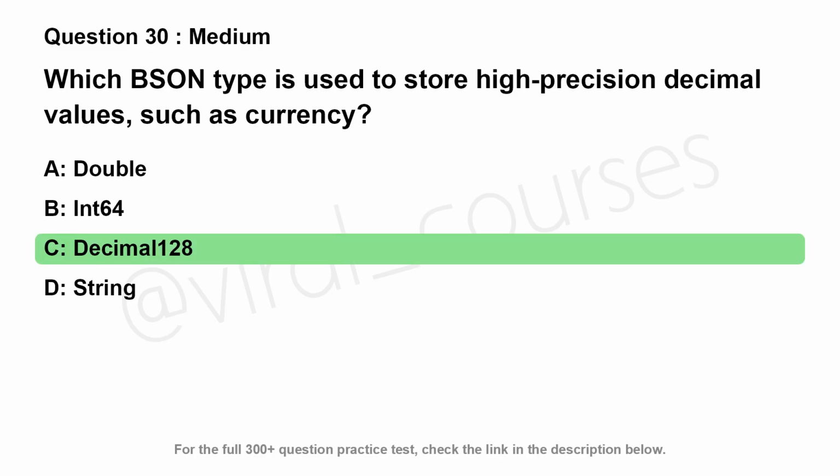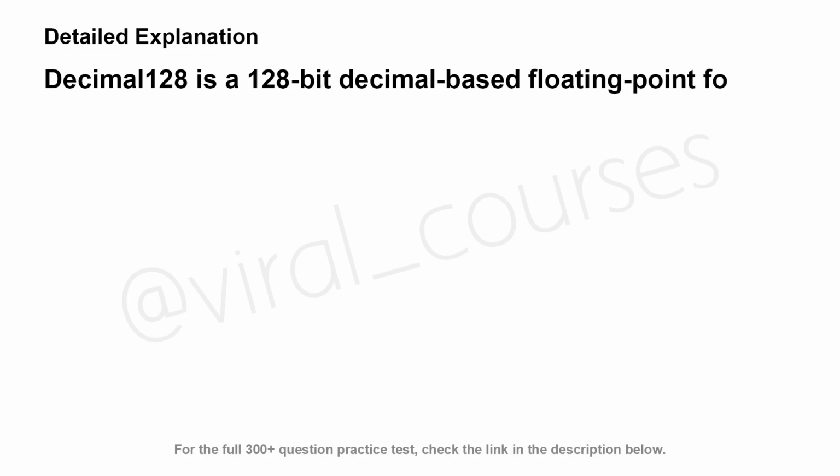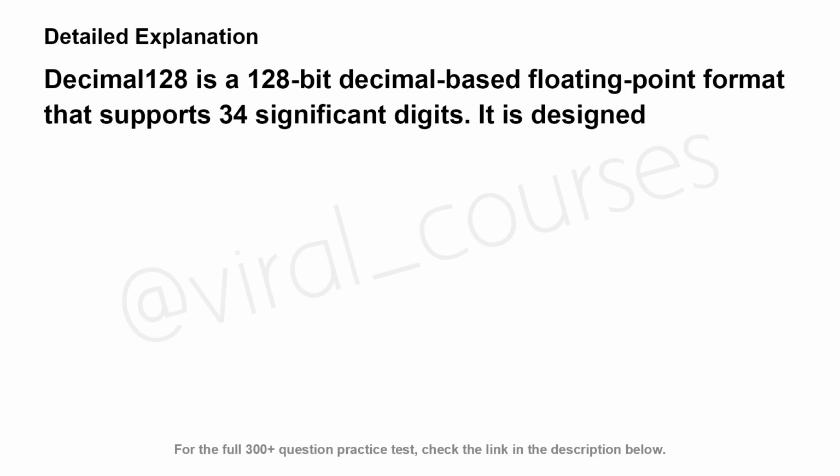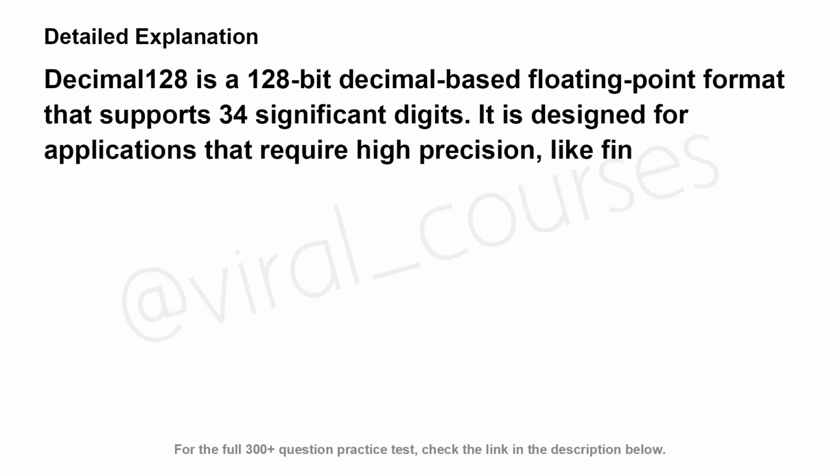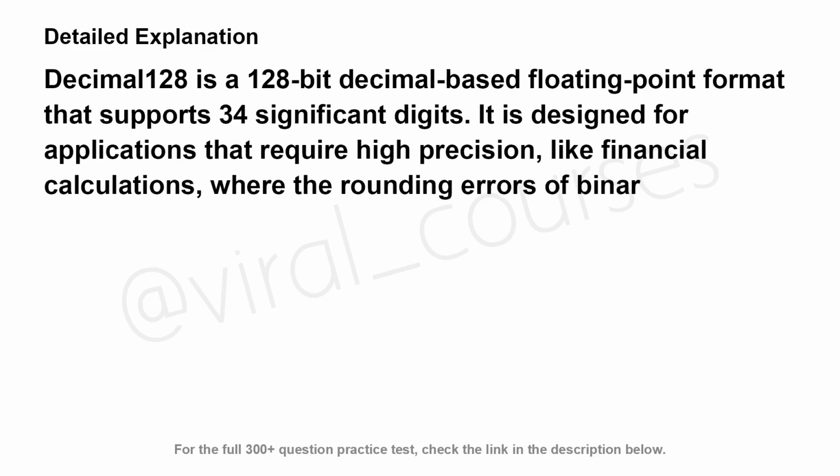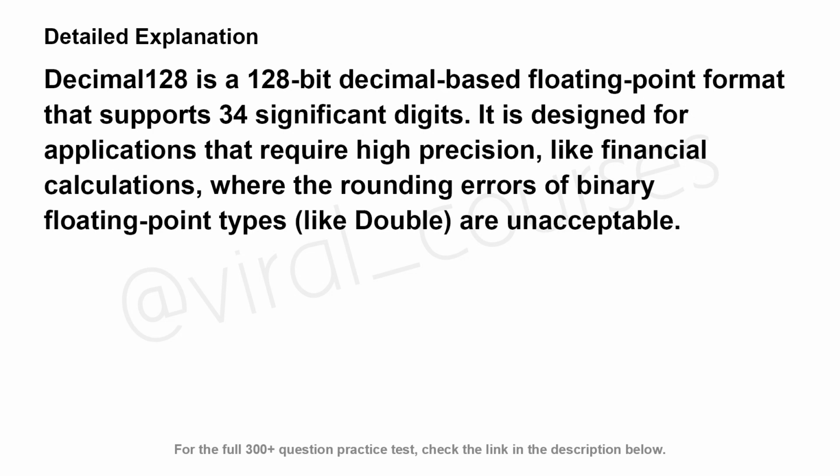The correct answer is C. Decimal128 is a 128-bit decimal-based floating-point format that supports 34 significant digits. It is designed for applications that require high precision, like financial calculations, where the rounding errors of binary floating-point types, like double, are unacceptable.